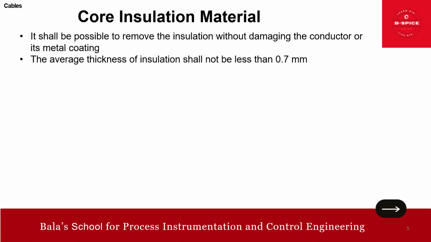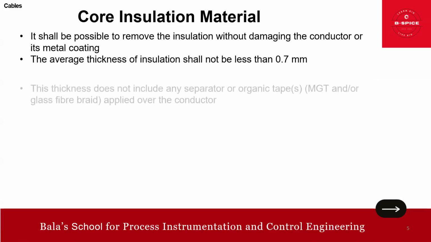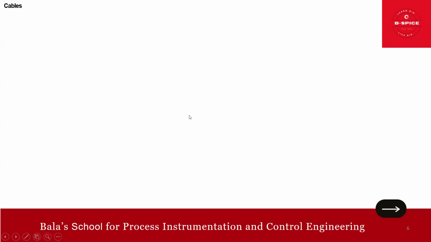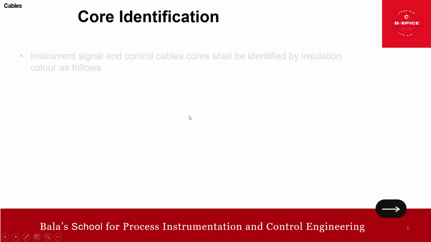The average thickness of insulation shall not be less than 0.7, so minimum 0.7. This thickness does not include any separator or organic tape, like MGT or glass fiber braid, applied over the conductor. Right, friends? So that is about the core insulation.